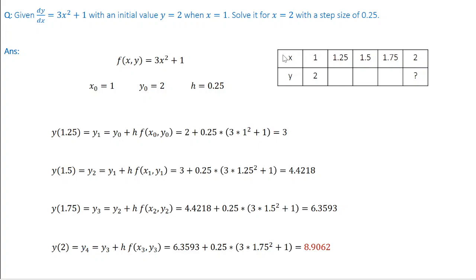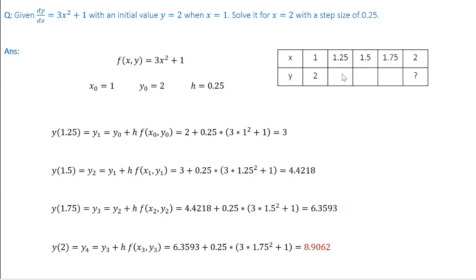So let's first draw a table. The x values, with a step size of 0.25, are 1, 1.25, 1.5, 1.75, 2. And you are given that at x equal to 1, y equal to 2. You need to find the value of y at x equal to 2. As I said, you cannot straight away find the value of y at x equal to 2. You need to calculate step by step.